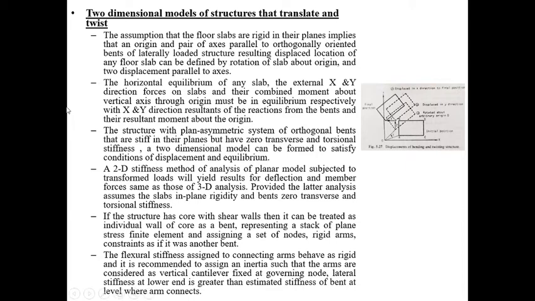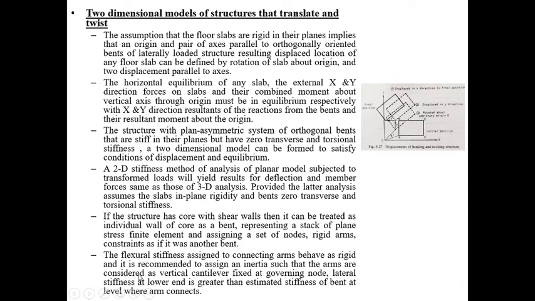Then if the structure has a core, that is, a core inside with shear walls, it can be treated as an individual wall as a bend, and it will represent a stack of plane stress finite elements. We can represent it as plane stress finite elements, and we assign the nodes, rigid arms, and whatever constraints are there as per the bend. That is as it was in another bend, another model of it. So we have to represent it with nodes, rigid arms, and constraints, if the structure has shear walls in the core.